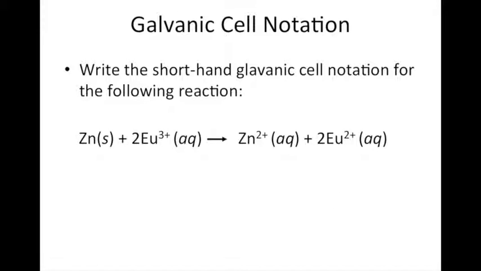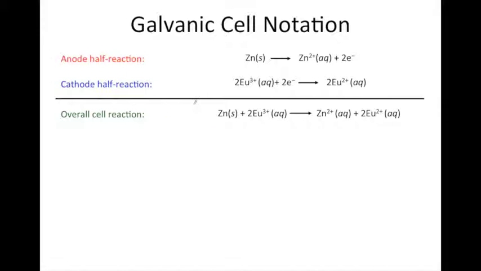So let's try one more. See if you can write the galvanic cell shorthand notation for this reaction. Pause the video and give it a try. Okay, so let's break it down into our half reactions. We have the anode half reaction and the cathode half reaction. And also I noticed, like the previous reaction, the cathode reaction does not have any solid metal that I can use as an electrode. So I'm going to have to use platinum to conduct the electrons down into this solution.